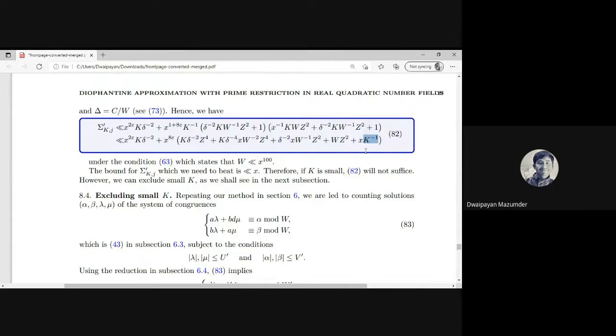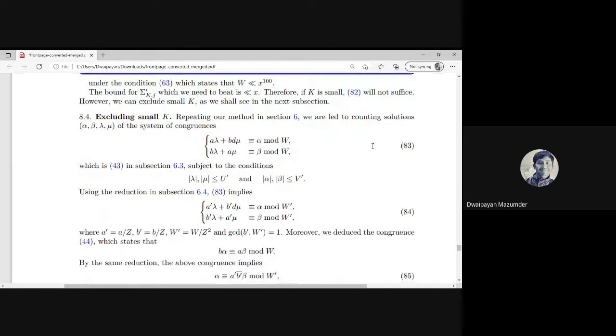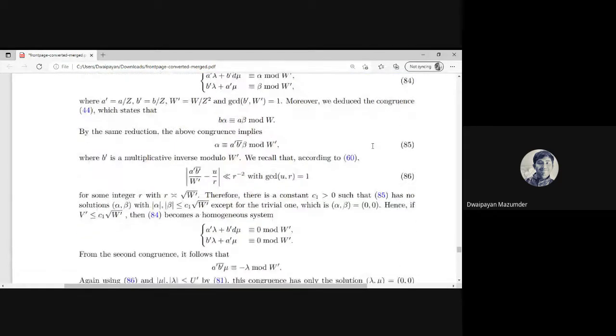But the problem is, for small k, you cannot beat your correct bound. It is a problematic part, because k can be large and k can be extremely small. For the small k, we have large values, right? So what we will do, we will exclude this small k. We will exclude the small k, and the process is more or less the same. Again, we will do the same thing.